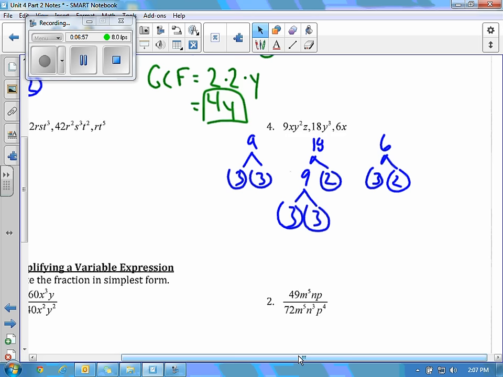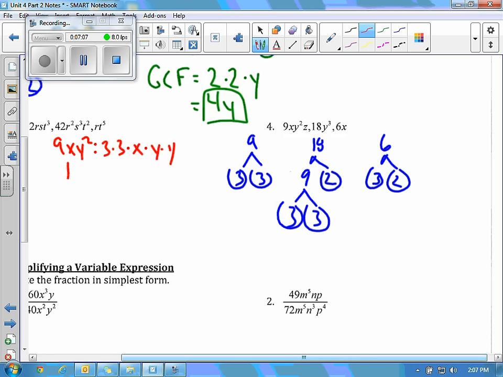So again, coming over here just because I don't have a lot of room, 9x y squared is going to be 3 times 3 times x times y times y. 18y to the third is going to be 2 times 3 times 3 times 3y. And then 6x is going to be 2 times 3 times x.